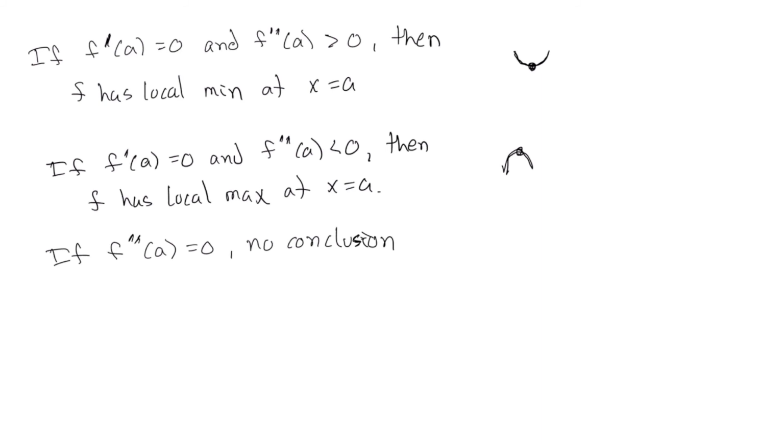So personally, I prefer to just do that line test, and that way I avoid this no conclusion situation. However, if it's going to be kind of obvious what the second derivative is going to be in terms of sign, positive or negative, then you could jump to this and avoid some of that work in that line test.